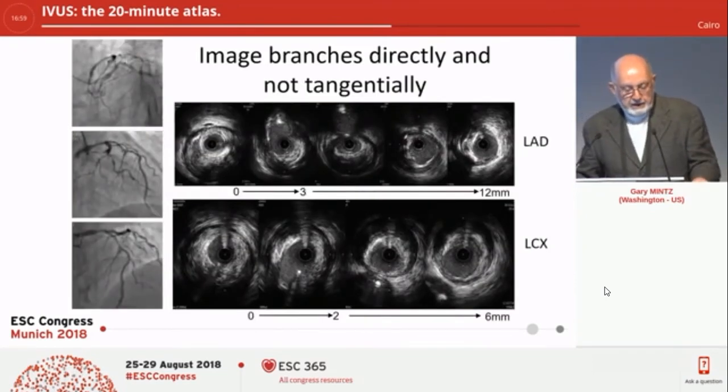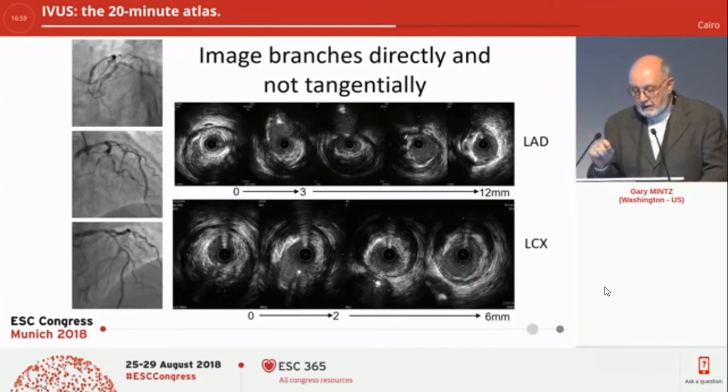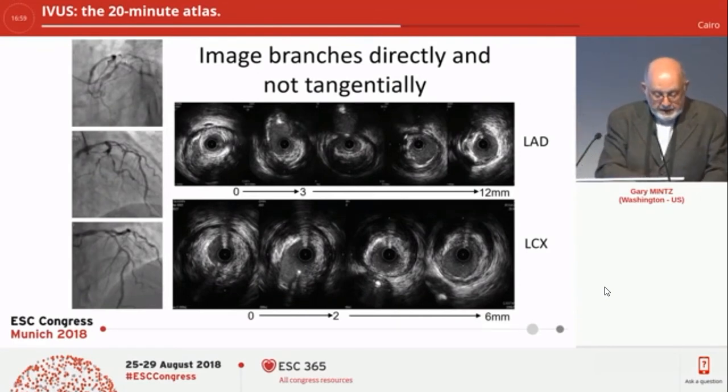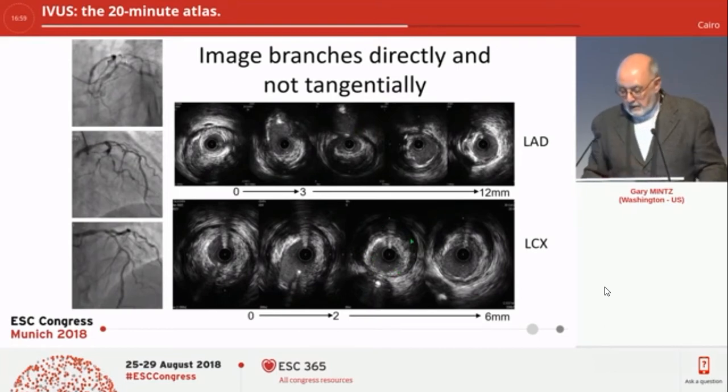The other point, particularly when you're assessing a left main lesion, is that you must image both branches directly and not tangentially. So you cannot image the LAD from the circumflex pullback, and you cannot image the circumflex from the LAD pullback. They're tangential and in the far field and are inadequate. You can see here this left main lesion. You can see that the circumflex doesn't look too bad by angiography or by IVUS, but yet on pullback, there's a large plaque burden with some mild lumen compromise at the true ostium of the circumflex.